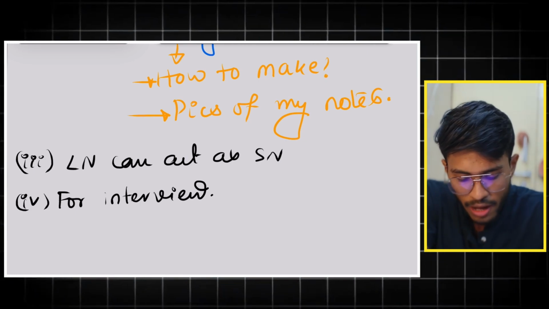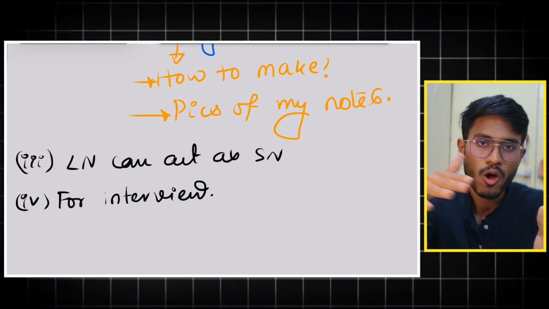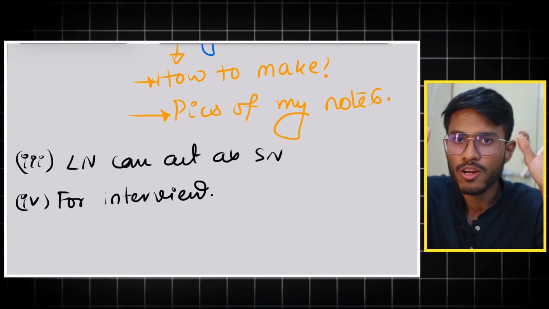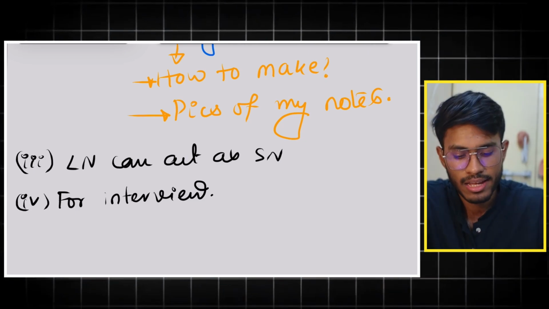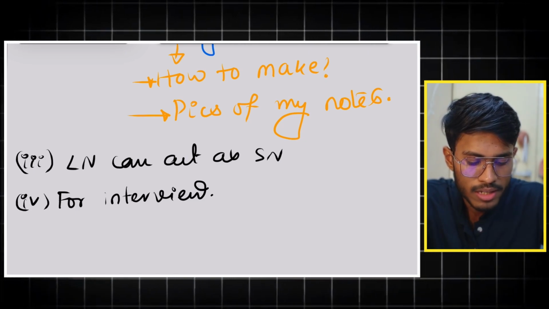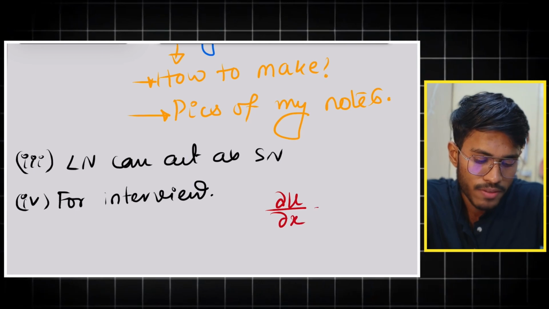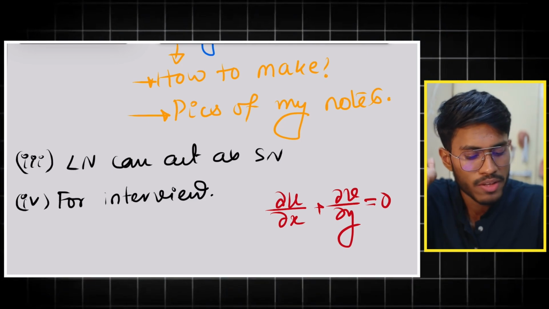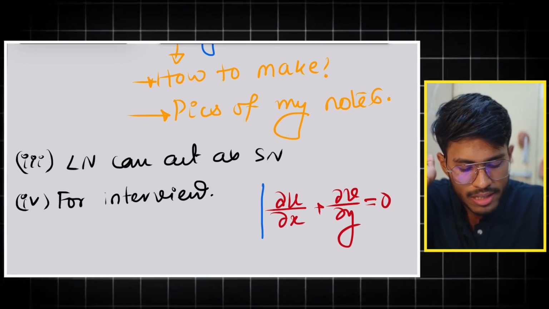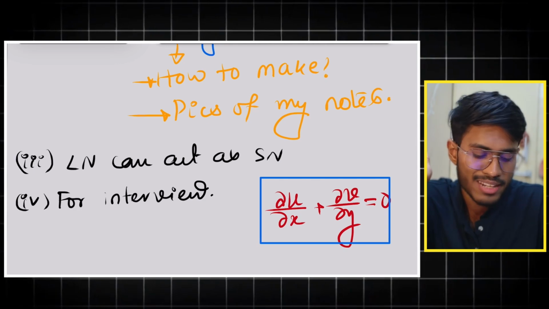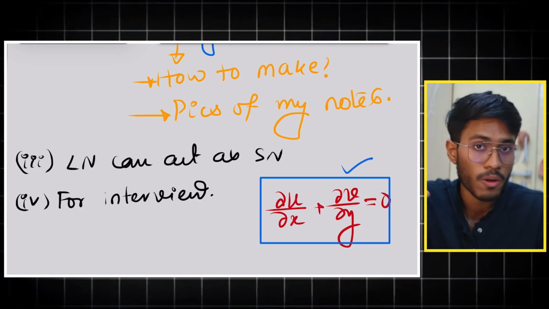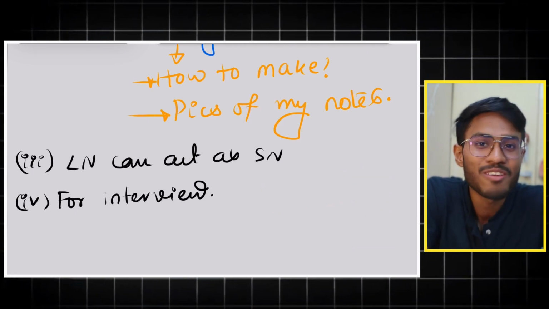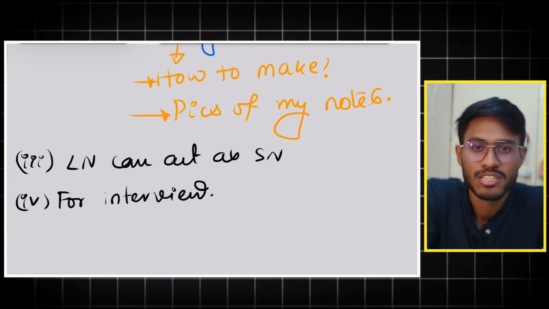Like if you have written a long note, a long one-page note, and that page contains one particular formula, then you should mark it like this. So if I have a formula, say del u del x plus del v del y is equal to 0, this is a formula in a long page with very long notes, so you mark it like this. Now this will stand out of the whole page, and this can help you like a short note. So a short note cannot be a long note, but a long note can act as a short note.